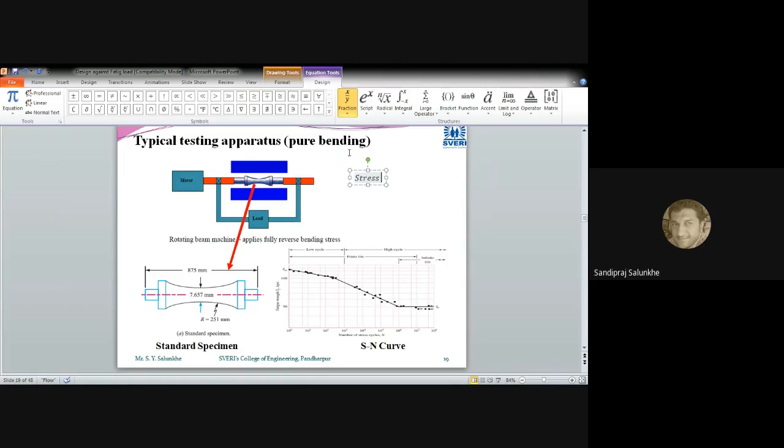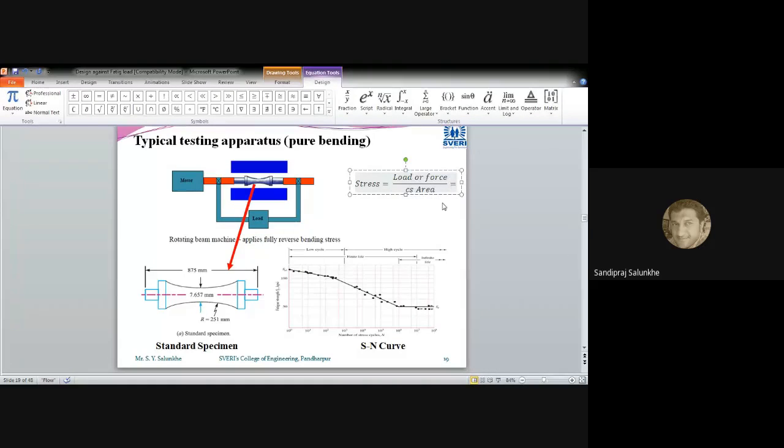The stress is calculated by means of the standard or normal formula of stress, and that is load or force divided by cross-sectional area. Right? This is the cross-sectional area.